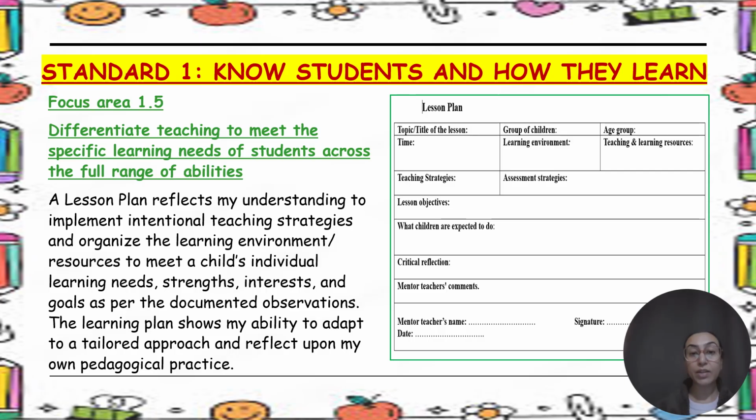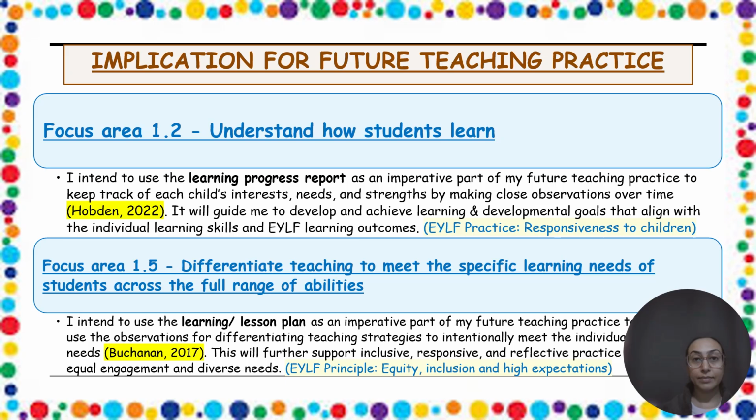Second evidence for standard 1 is lesson plan, which can be linked to the substandard 1.5, which is differentiate teaching to meet the specific learning needs of students across the full range of abilities. A lesson plan reflects my understanding of implementing teaching strategies intentionally and organizing the learning environment to align with the child's individual learning needs, strengths, and interests. It also shows my ability to adapt to a tailored approach and follow a reflective practice.